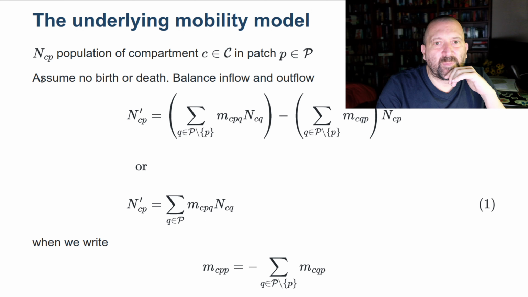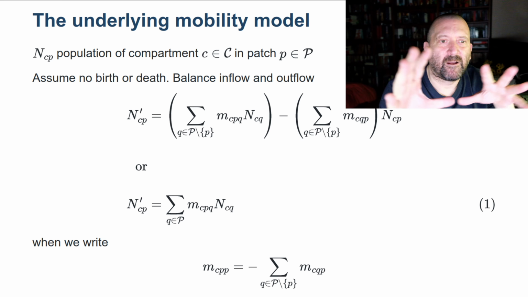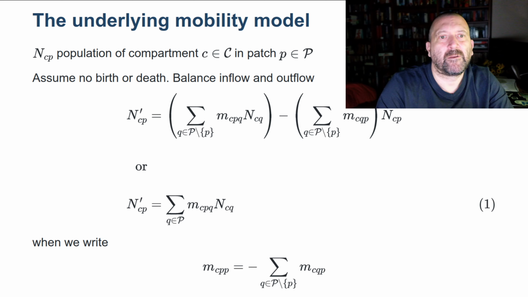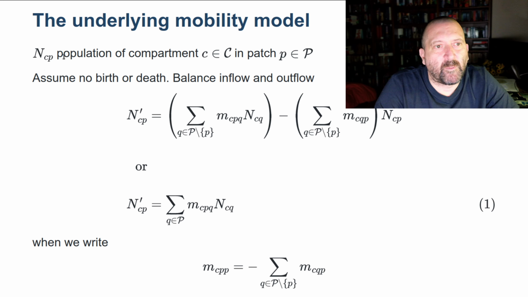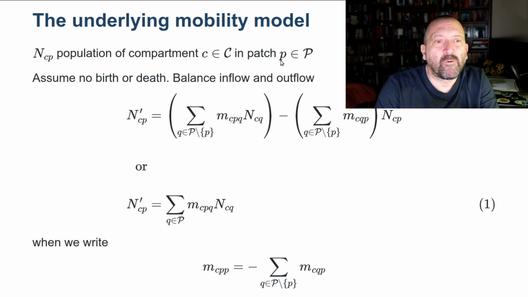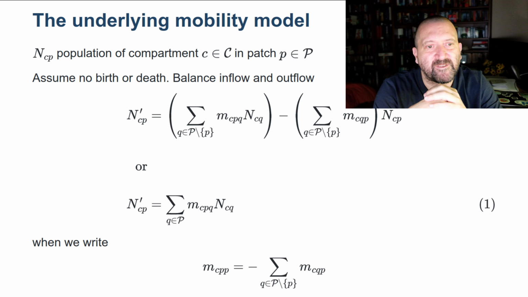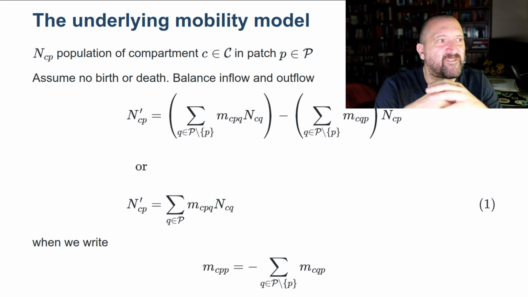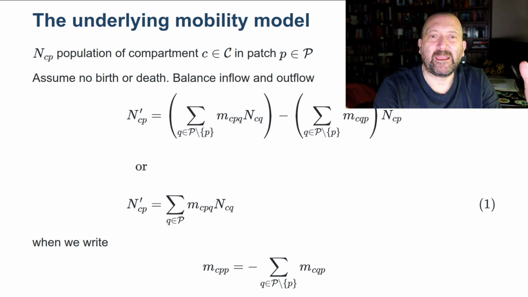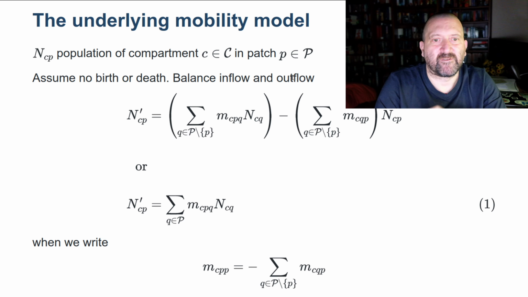Now, let's look at the mobility model. If you have this collection of patches, then I'm denoting N_{c,p}(t) the population of compartment c in patch p at time t. Remember, this is a differential equation. It involves time. If I assume that there's no birth or death, to make things easy for now, then the evolution of the numbers in N_{c,p} is driven up by inflow into the compartment, which happens at this rate, and outflow from the compartment, which happens at this rate. So let me explain this quickly.